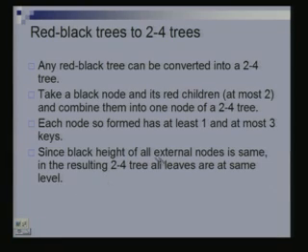Now, furthermore, the black height of all external nodes is the same. So in the resulting 2,4 tree all leaves will be at the same level. Now, this might not make too much sense. What are we saying? The black height of all external nodes is the same. So if I start from an external node and go up the tree, the number of black nodes I encounter would be the same no matter which leaf I started from.